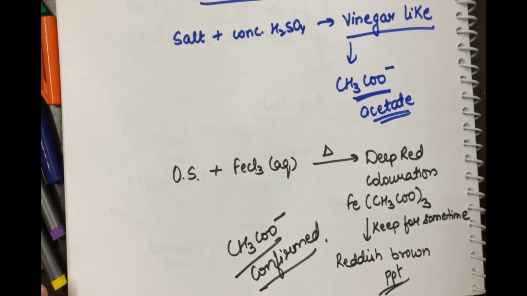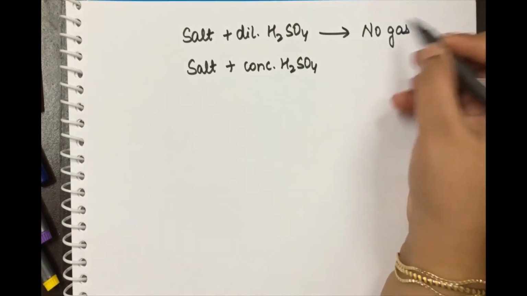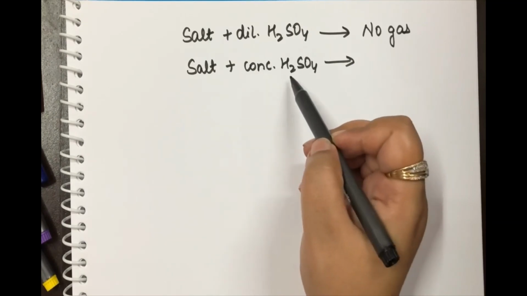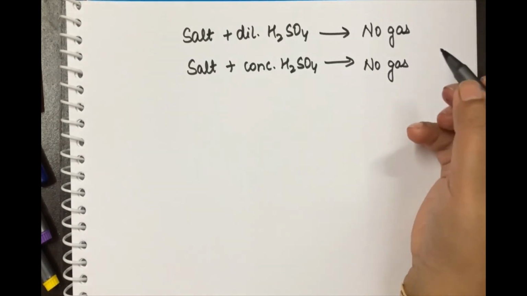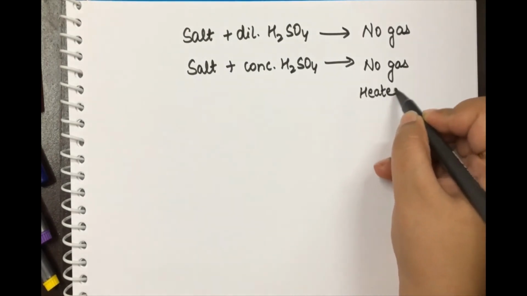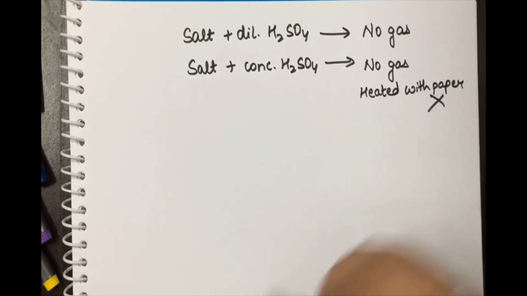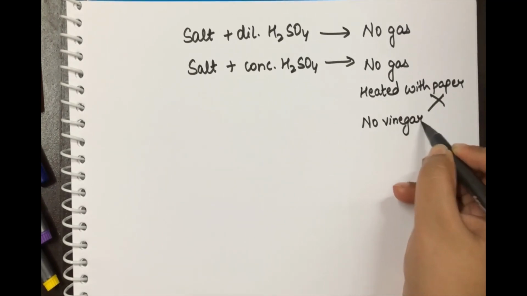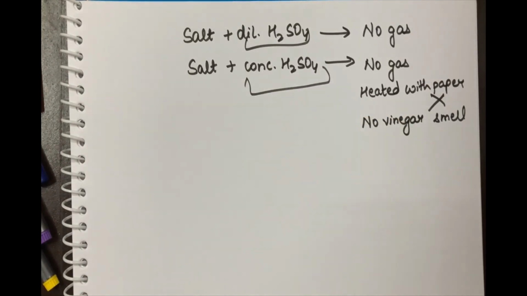Salt and you added dilute H2SO4, there was no gas. No effervescence, no gas, nothing was coming out. If you added salt and then you added concentrated H2SO4 to it, there was no gas of whatsoever color. You heated with paper or copper turnings and still there was no gas, there was no vinegar smell, then it clearly means that your dilute H2SO4 and conc H2SO4 groups are absent.